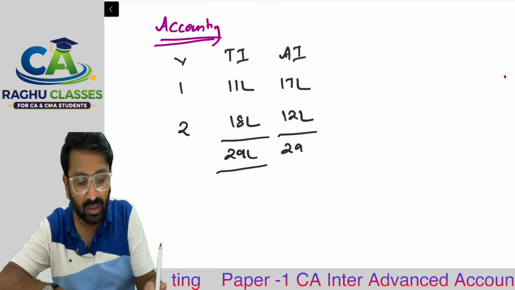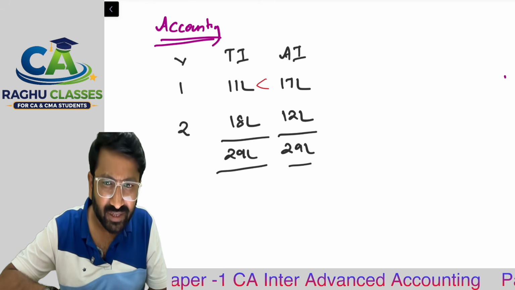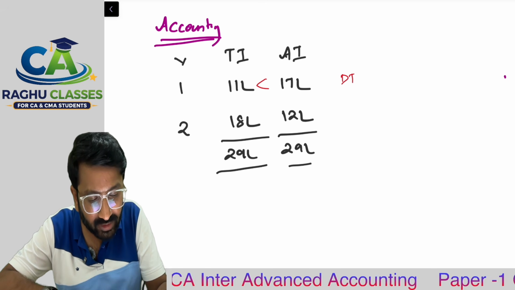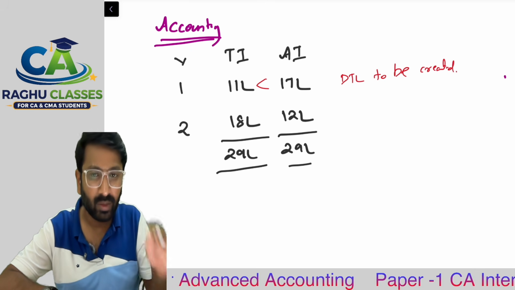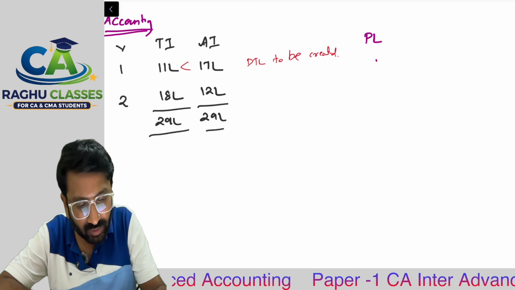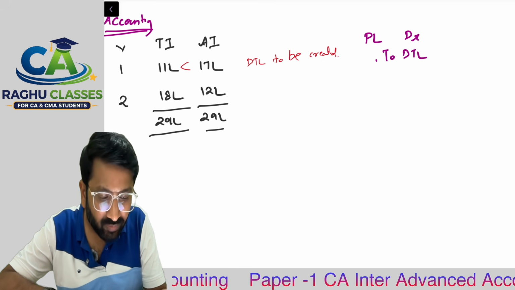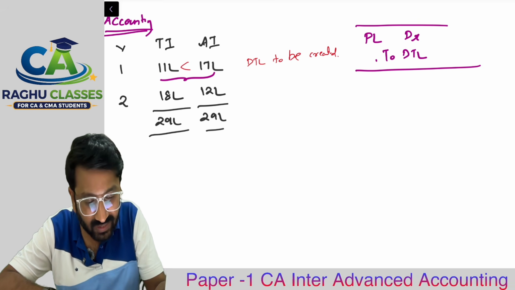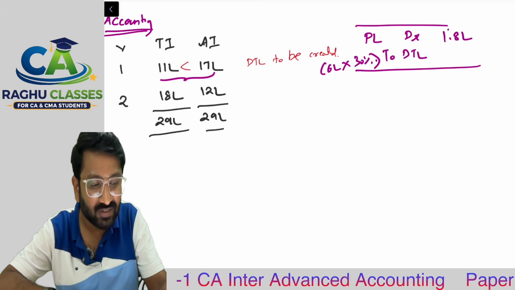Now, in year number 1, my taxable income is lower. And since my taxable income is lower, I'll be creating deferred tax liability. So DTL to be created. This is what I'll be doing in year number 1. Now, what is the journal entry going to be for this? Profit and loss account will be debited to deferred tax liability. And when I make this entry, DTL will be created for, I'll take the difference of these two, which is 6 lakhs. On that 30%, let's say tax rate. So 1.8 lakhs will be your deferred tax liability, correct?